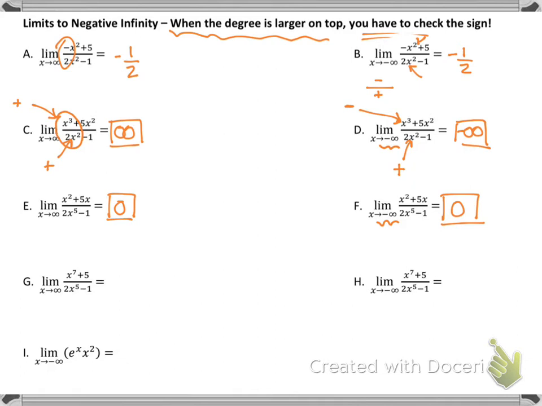G, as the limit as x approaches infinity, it's bigger on top, so we have to check the sign. We plug in a positive for both. They would stay positive. Positive to the 7th power and positive to the 5th power times 2. Positive divided by positive is positive infinity. Let's plug in here. A negative to the 7th power is going to remain negative. A negative number to the 5th power is negative, times 2 is still negative. Negative divided by negative is positive infinity.